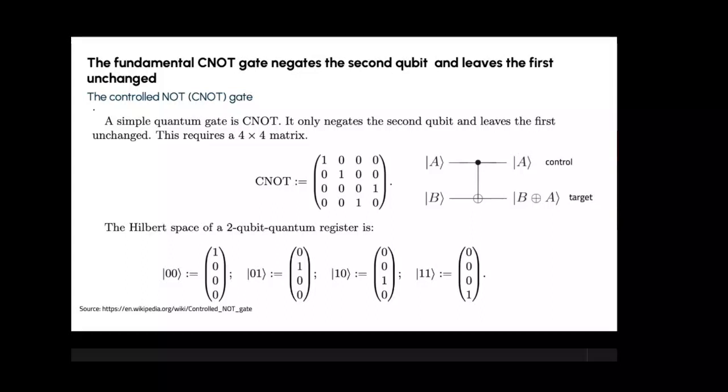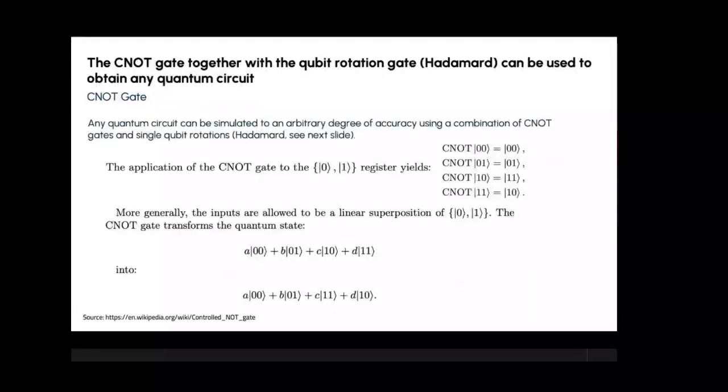And so now if we look at this and we apply this XOR gate to this 2-bit quantum register, we get for 0, 0, we get 0, 0, because the first bit is not altered.